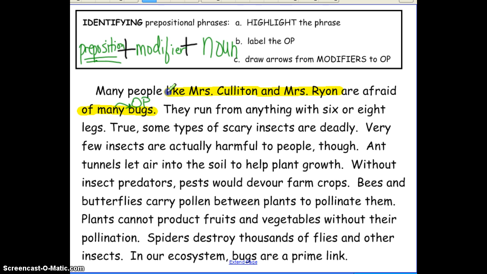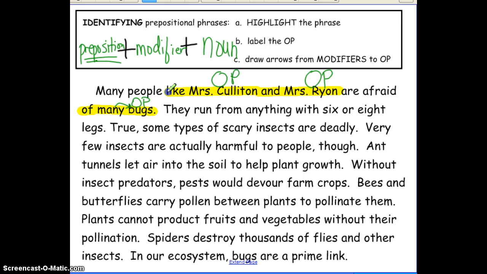What job is that noun doing, Cassidy? What do we call that noun at the end? The OP. So Mrs. Culleton is an object of a preposition, and Mrs. Ryan is an object of a preposition. And so what we're left with should be a complete sentence. Let's see. Read for me what's left in that sentence, Terry.